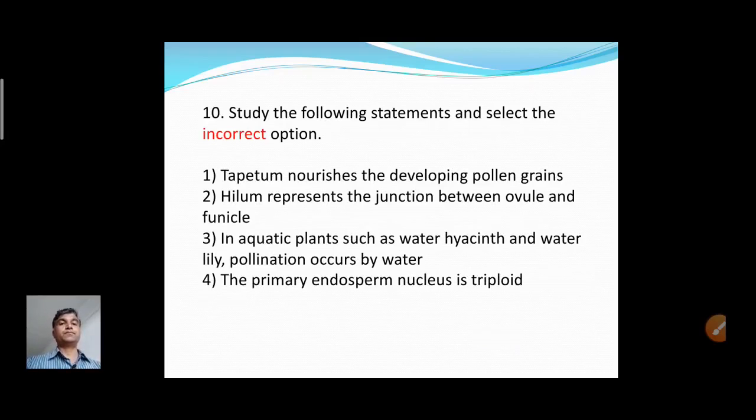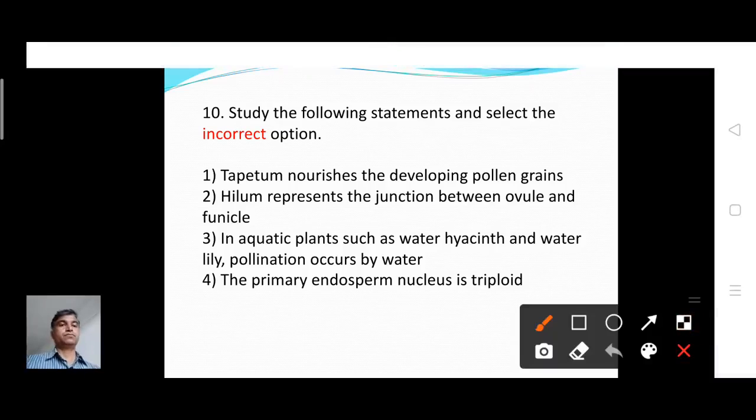Question number 10. Study the following statements and select the incorrect option. Which is the incorrect statement here? Tapetum nourishes the developing pollen grain. Tapetum is present on the inner layer of the microsporangium and nourishes the developing pollen grain. It is correct. Tapetum contains more than 2 nuclei, so this will provide the nourishment for the developing pollen grain.